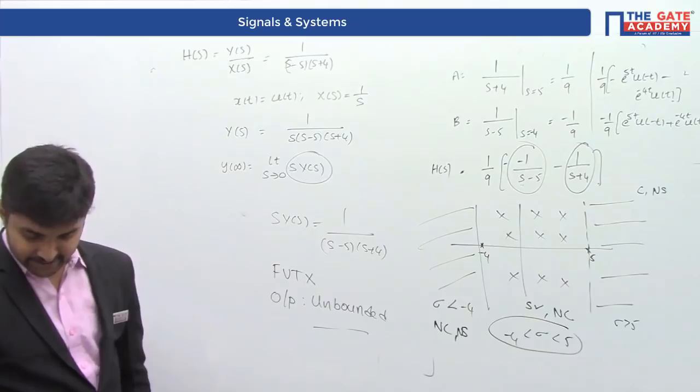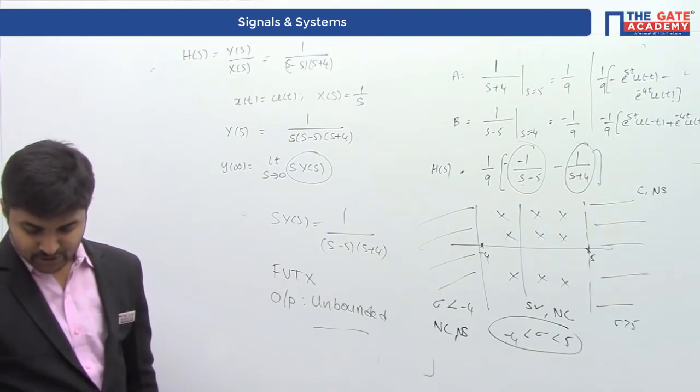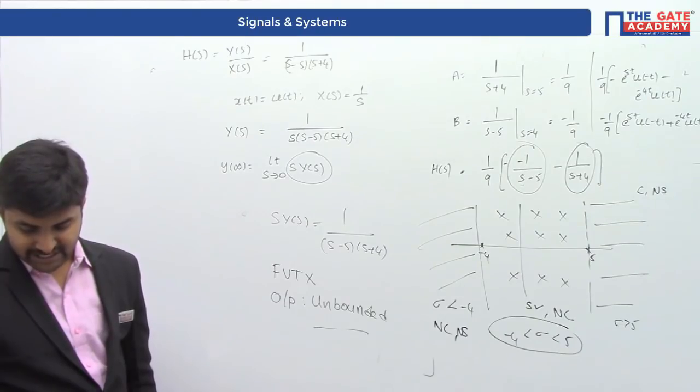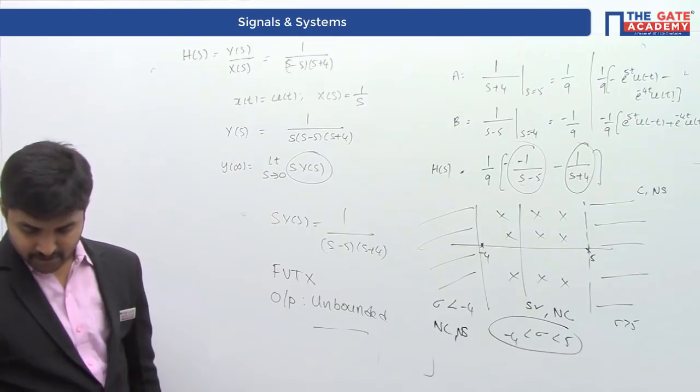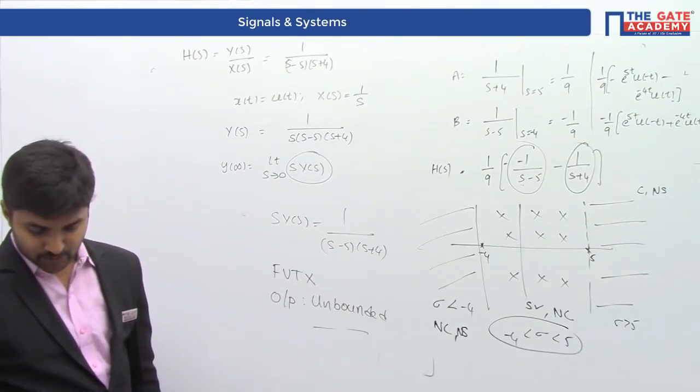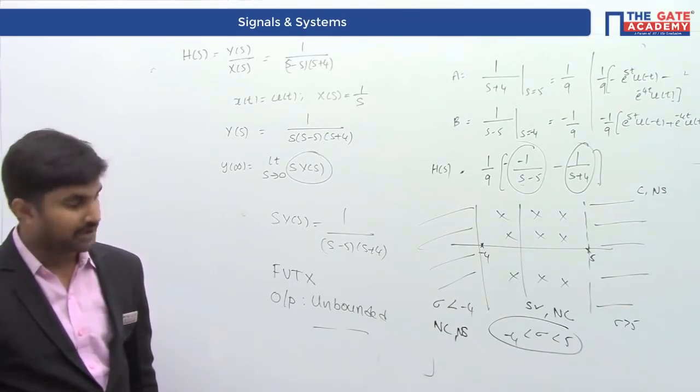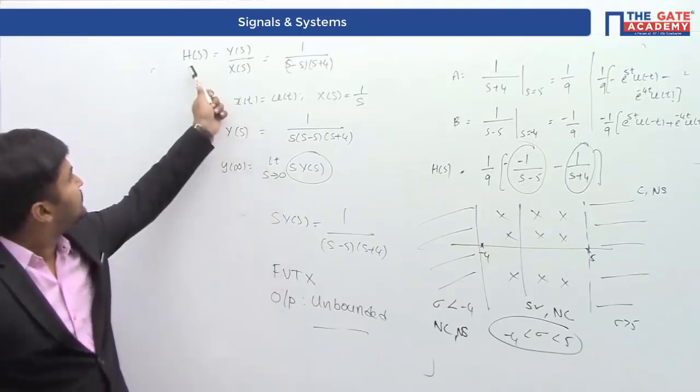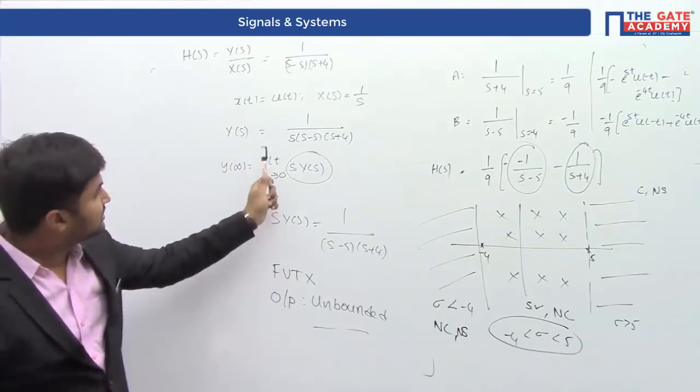The third part is the output for a sinusoidal input, when x of t is equal to root 3 sine 2t, for the above system, if the pole at s is equal to 5 is replaced by a pole at s is equal to -1. We know the transfer function of the system. I'm sure this part is understood.